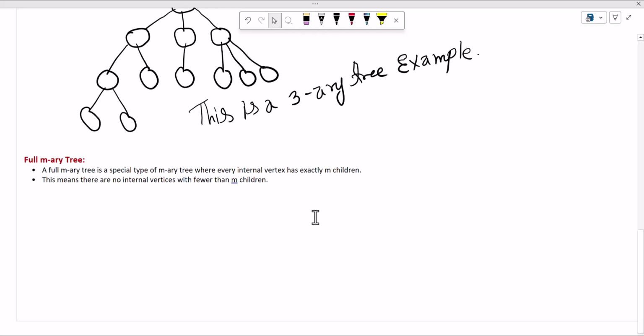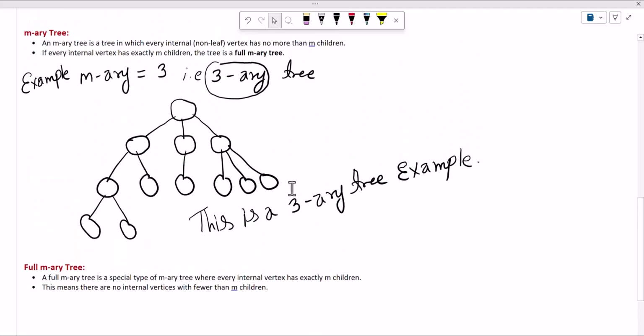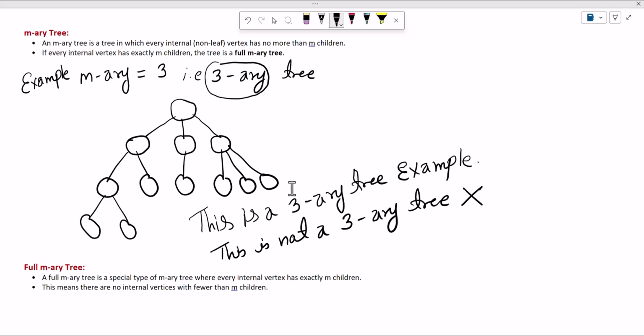A full m-ary tree is a special type of m-ary tree where every internal vertex has exactly m children. This means that there are no internal vertices with fewer than m children. So the above 3-ary tree is not a full m-ary tree. It is a 3-ary tree, but not a full 3-ary tree.